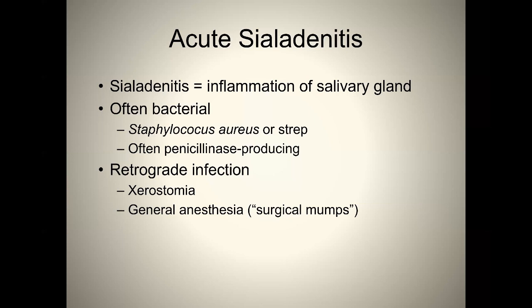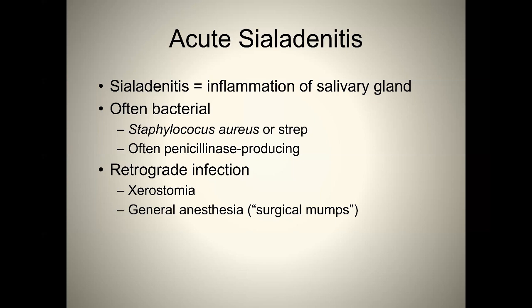This is most commonly caused by retrograde infection, where the bacteria is able to travel backwards through the duct to get to the gland. This is most commonly caused by xerostomia. If the patient is not producing saliva to continuously wash out their duct, then obviously that's going to allow for an opportunity for invasion, where they're able to enter the salivary duct tunnel and then travel back to the gland because there's no saliva forcing it out.